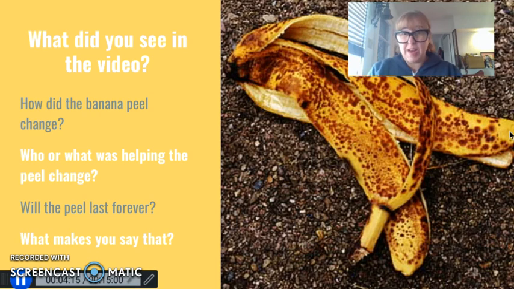How did that banana peel change? Was there something helping that banana peel change? Do you think the peel will last forever? I don't know. What do you guys think?